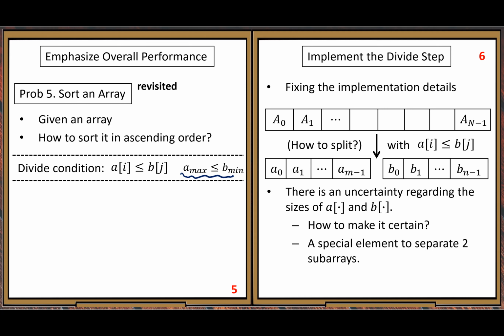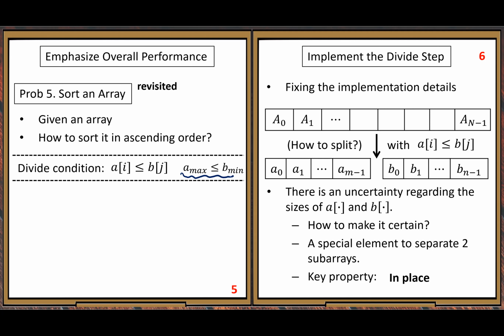We need to have some new concept of the special element. All right. So the key property that special element should have is the in-place property. How can you make a special element to separate two subarrays such that A of I less than or equal to B of J?